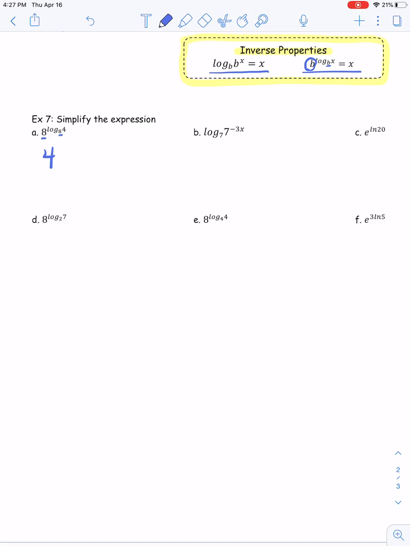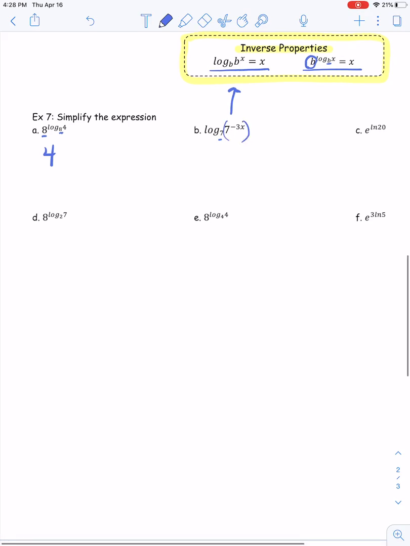Look at part B. It looks exactly like this property right here. What do you notice about the two bases, right? And what do I mean by two bases? Well, you have a base of 7, and then the argument has a base of 7 raised to the negative 3x power. This base and the base of the argument are the same, which means I'm just getting the value of that exponent. So this is just going to be a negative 3x.